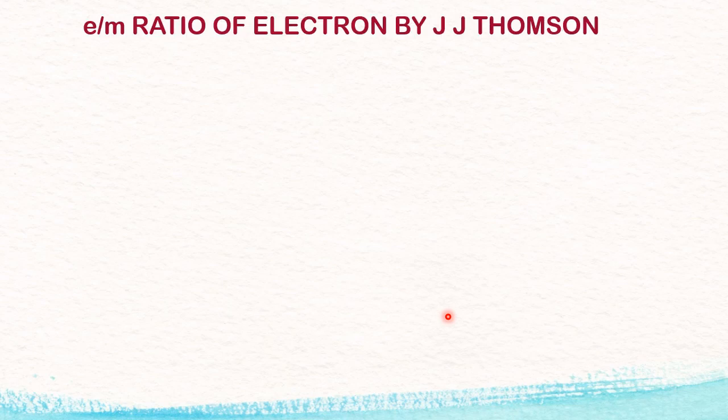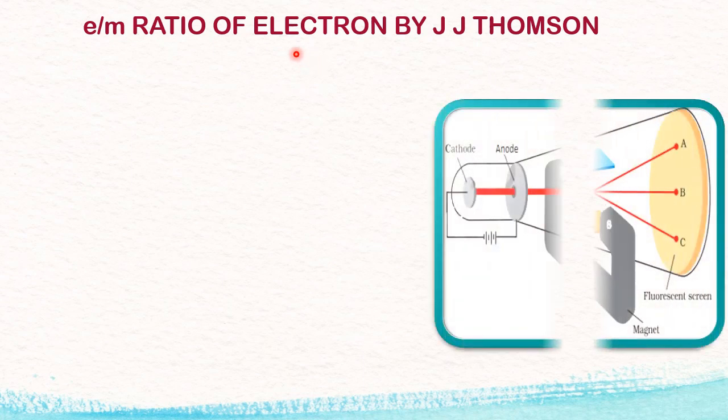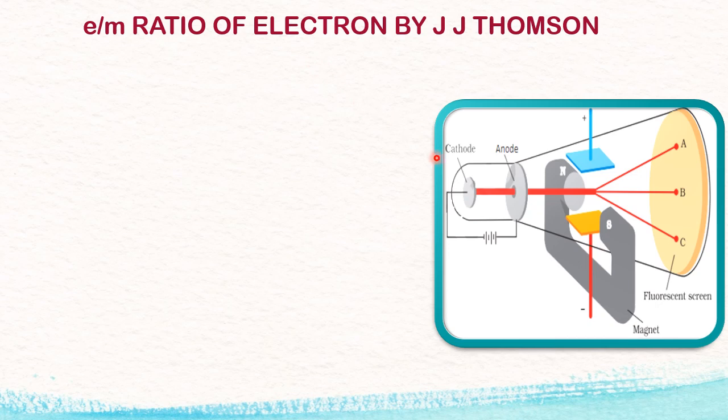The e/m ratio of the electron was determined by J.J. Thomson, and for this he was given the Nobel Prize. This is his modified discharge tube, with a cathode and an anode, but this side is an elongated discharge tube, so that he could check how cathode rays, or the electrons, travel under the influence of an electric field and a magnetic field.